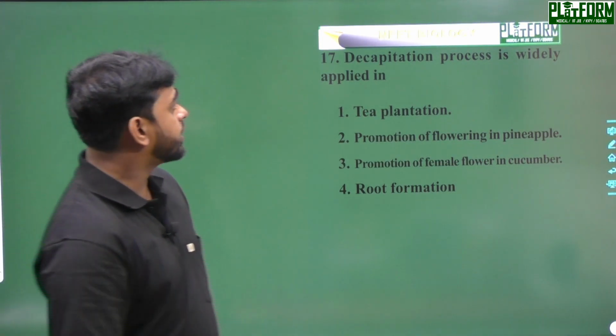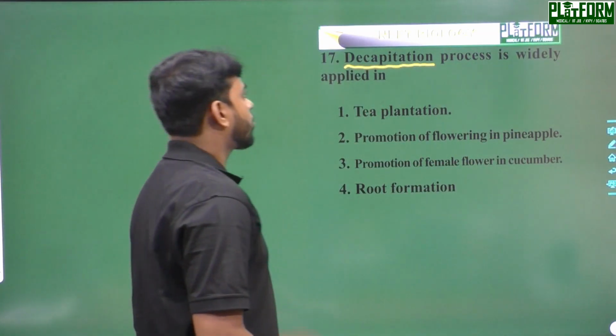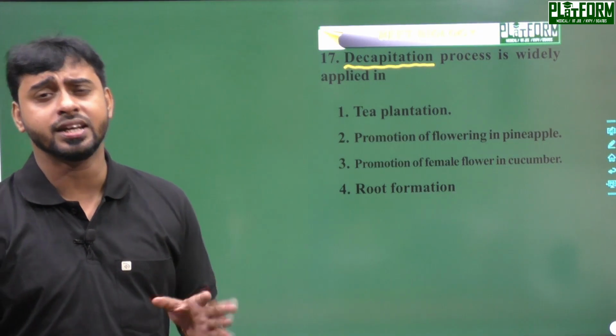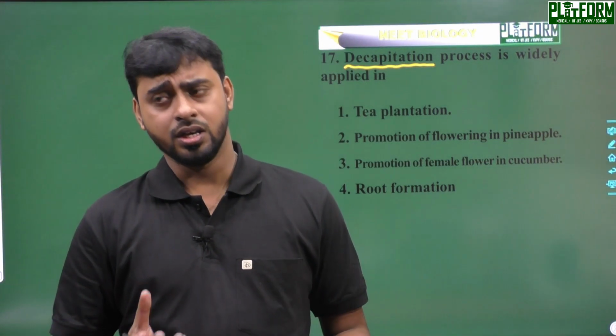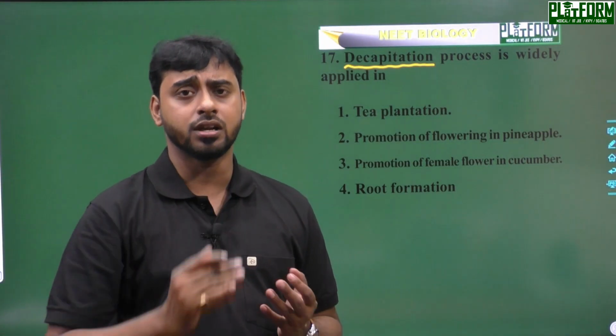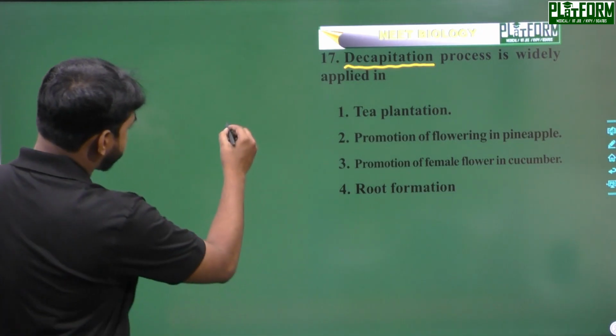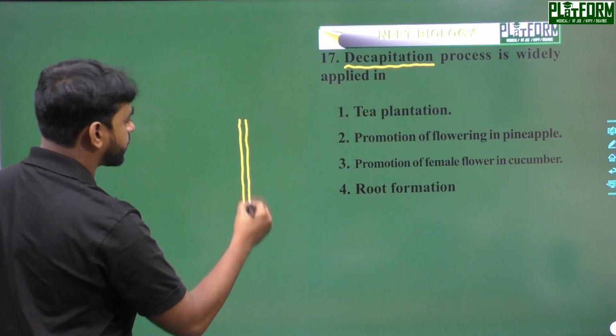Here it is written that the decapitation process is widely applied in. Now what do you mean by the decapitation? Decapitation means the removal of the apical part. Okay. Now let's assume this one is a plant.